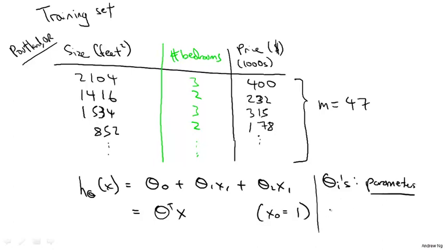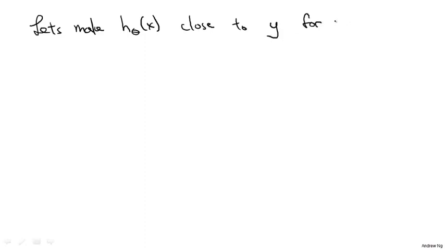of the algorithm, and what I'd like to do in this video is talk about the problem of how to choose these parameters theta i. In particular, given a training set like we have, how do we decide what values of theta i we want? Well, one reasonable thing to do is to make our hypothesis h of x, or h subscript theta of x, output a value close to the observed value y, at least for the training examples.